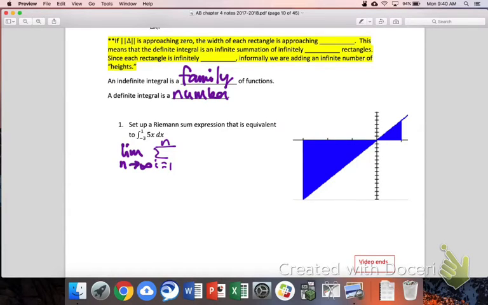And let's see here. The interval width is how far? 4. So my base length is 4 over n. And then the height is going to be 5 times the input, right? So I'm going to put 5 times input. And then what is the lowest possible input? Negative 3. And then we're going to add to that 4 over n times i.